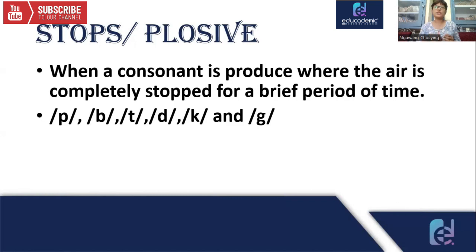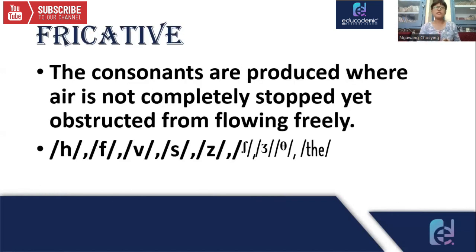See p. When we produce the sound p, the air stream has already carried air out of the lungs, but we do not let the sound flow freely from our mouth. We stop this sound at the mouth, p, then we release it. See, p, b. Then comes the fricative.